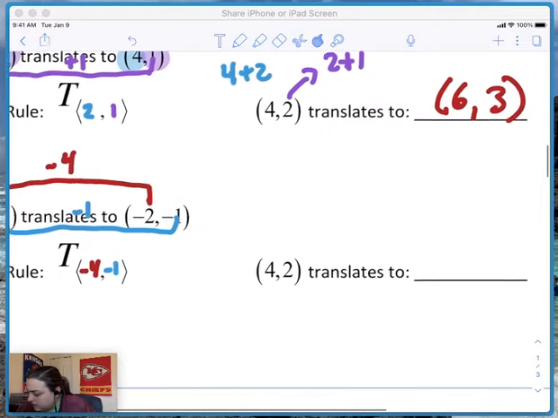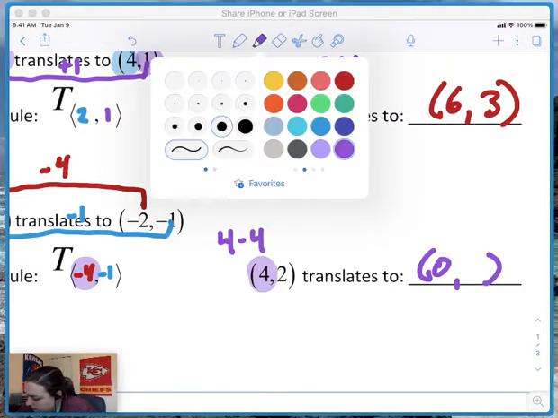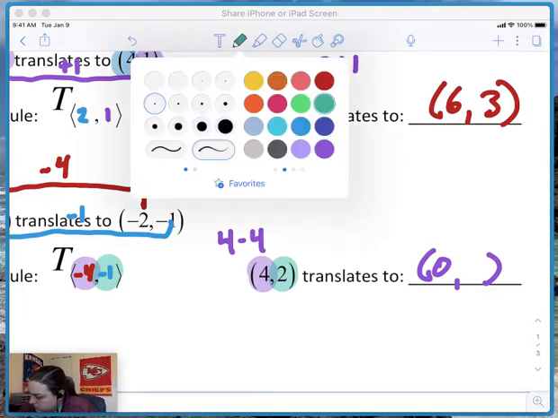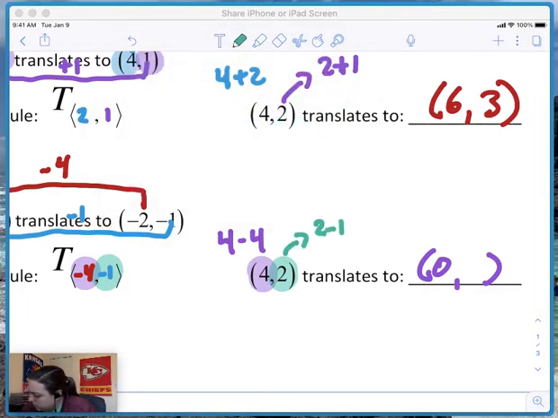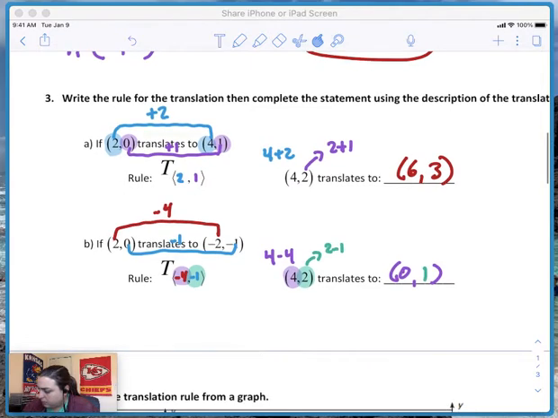So I'm going to do the same thing here and translate this point using this rule. So I'm going to take 4 minus 4, which will give me 0. Then I'm going to take 2 minus 1, which will give me 1. Okay, so using my translation rule, I translated this point to 0, 1.